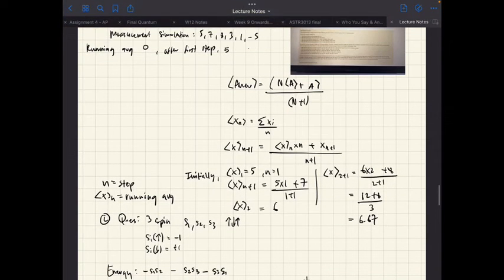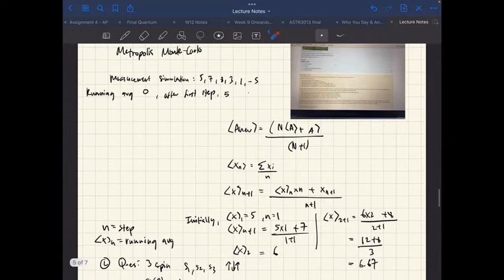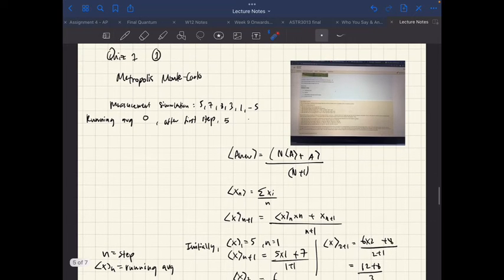Hello, today we're going to look at the explanation for my assignment. One of the quizzes, and it's about Metropolis Monte Carlo.